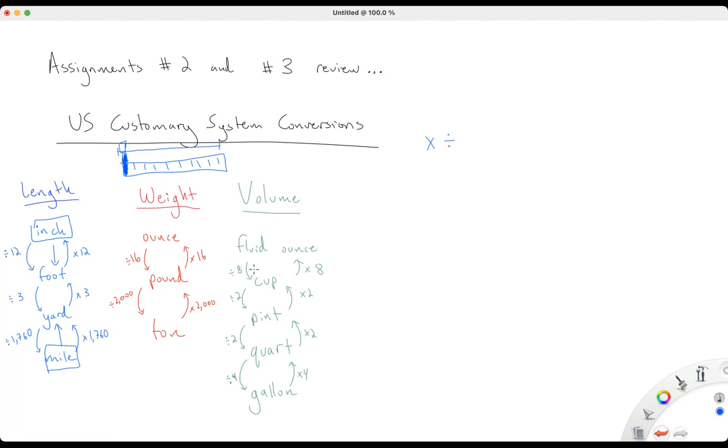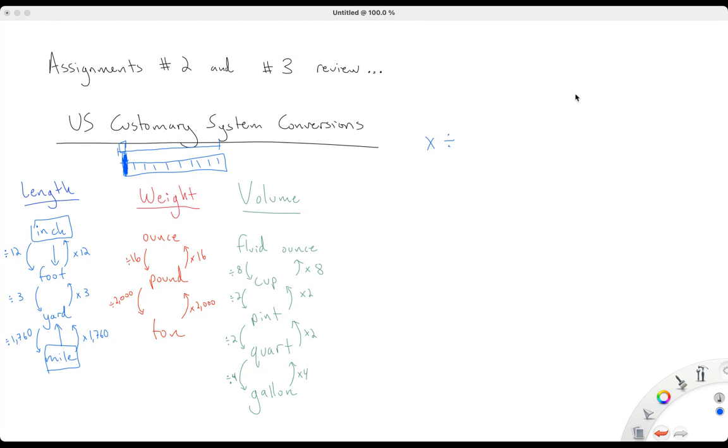And then finishing up, we have fluid ounces to cups, divide by 8. Cup to pint, there are 2 cups in 1 pint. There are 2 pints in 1 quart, and there are 4 quarts in 1 gallon. And then our opposites here: multiply by 4, multiply by 2, and by 8. So that's our US system conversion chart here.